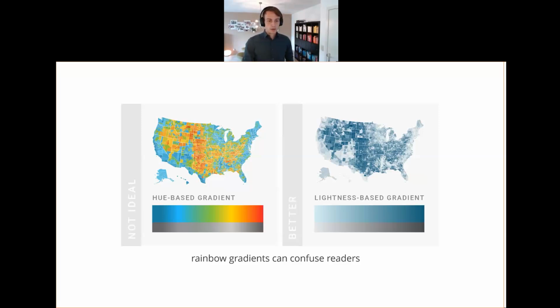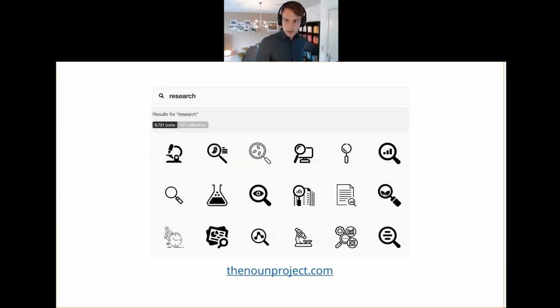So a rainbow gradient can work in certain cases. I think maybe when we're talking about temperatures, because hot is associated with red and blue is associated with cold. But usually if we're not talking about temperature, and especially in maps, a lightness-based gradient could be a much better choice, as you can see in the example on the right. That's about colors.